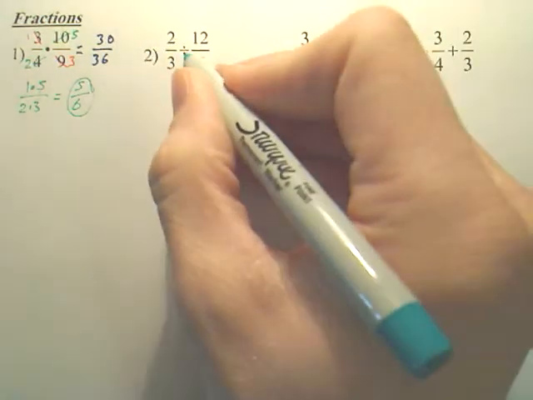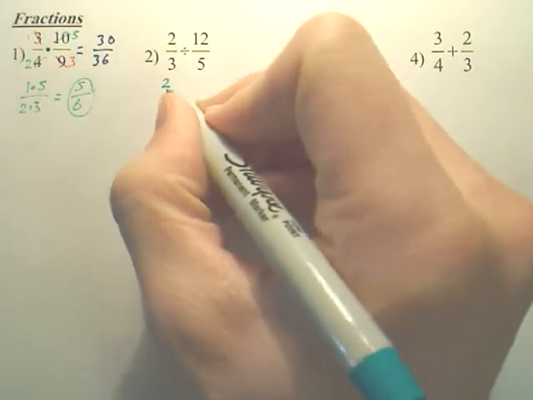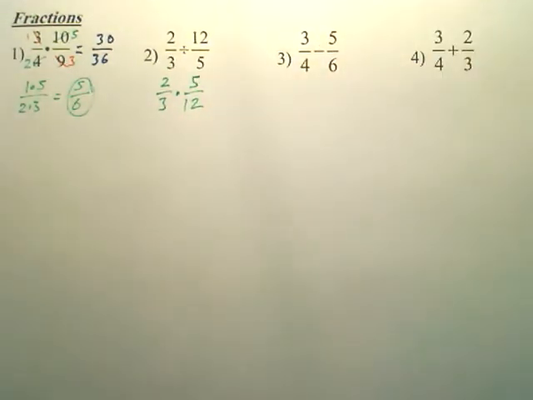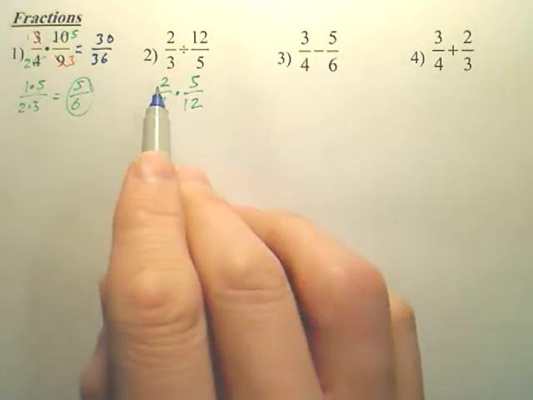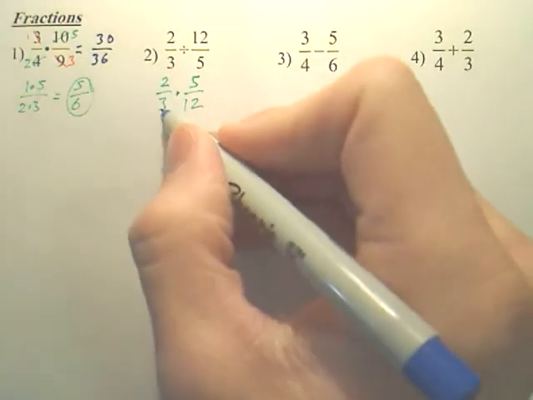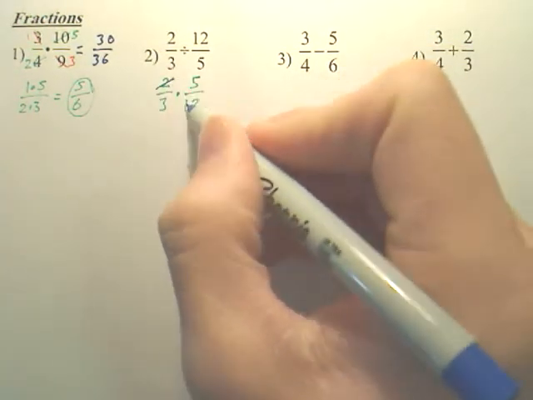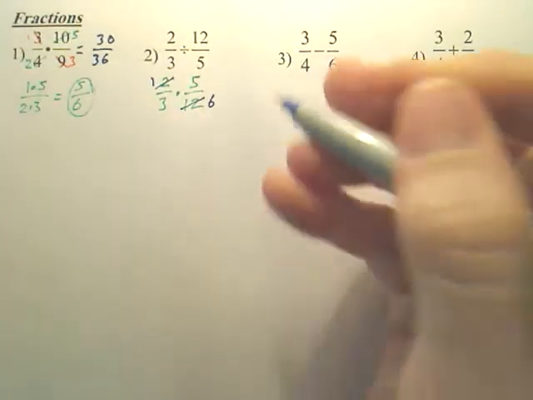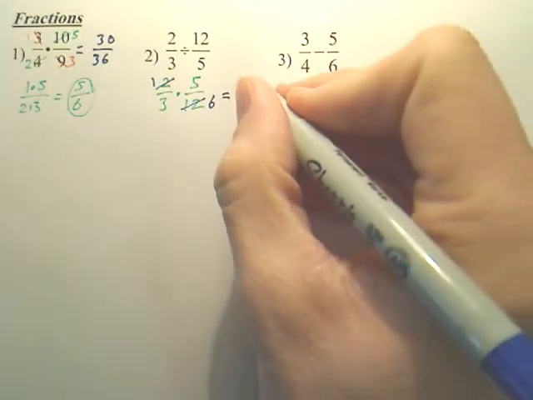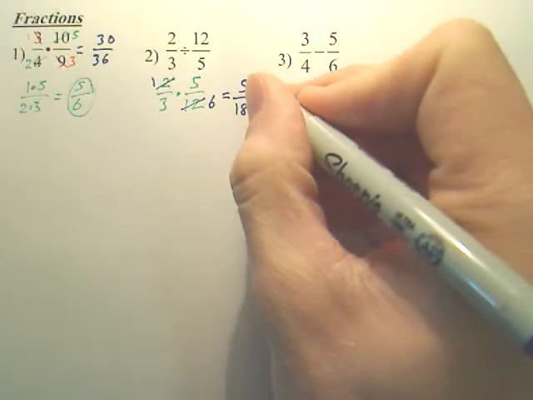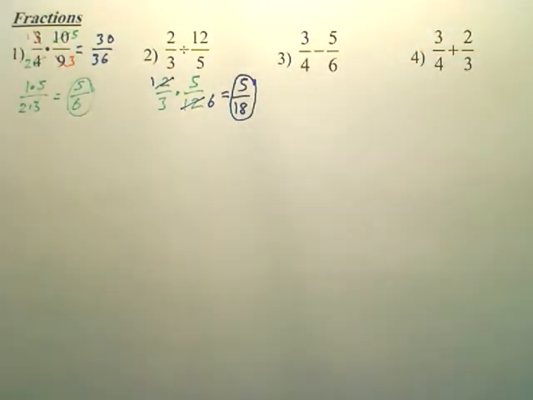Alright. Number 2. When you divide, the first step is to flip the second one. And now you're going to multiply. Now when you multiply these, again, you can multiply straight across, get 10 over 36, but does anything cancel? These don't cancel, but these do, leaving you 1 and 6. Nothing else cancels. We end up with 1 times 5 is 5, 3 times 6 is 18. 5/18ths.